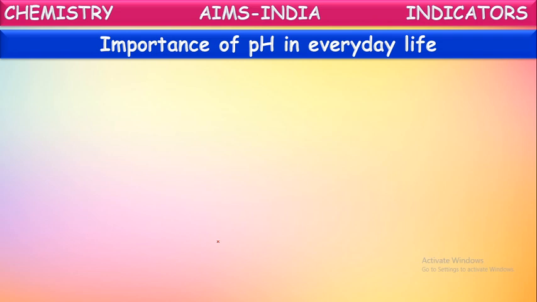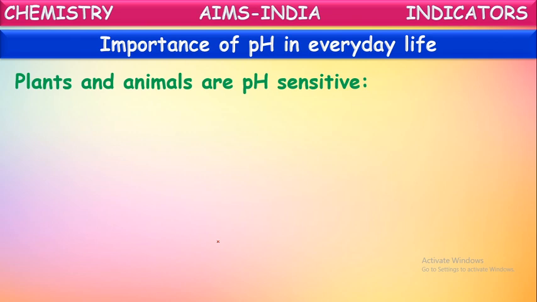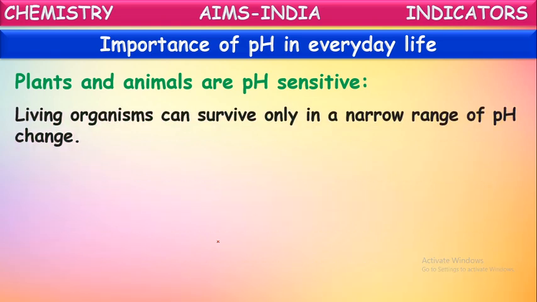Importance of pH in our daily life. Yes, pH has its importance in our daily life also. Let us see how. Plants and animals are pH sensitive. In their metabolic systems, the fluids maintain a particular pH range. In that pH range only, those organs work normally. If there is a change in the pH values, they get some disturbance. Living organisms can survive only in a narrow range of pH change.